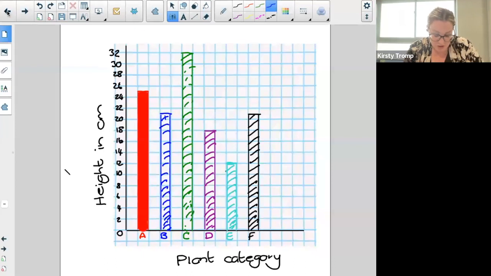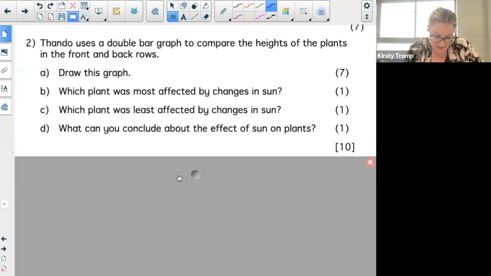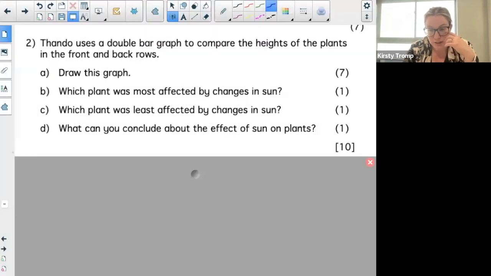Let's have a look at our next question. Our next question says that Tandor uses a double bar graph to compare the heights of the plants in the front and the back rows. So guys, I'm going to help us out here. She now wants us to draw a double bar graph, but we haven't got a lot of time to spend drawing all these graphs, so I'm going to show you what that double bar graph would look like, because I did this earlier on for you, and I've got all the answers here. So I'm going to put a picture of it on the screen for us.